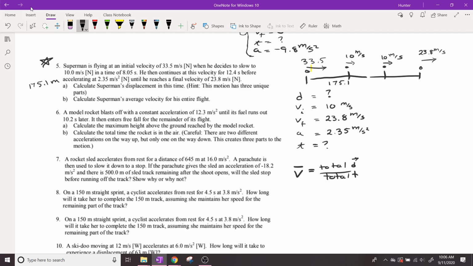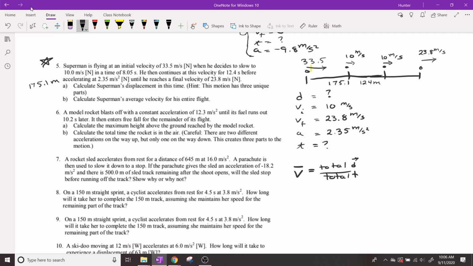Fortunately, this section is easy because there's no acceleration happening. We're starting at 10, we're ending at 10, so we can calculate that one pretty easily. If you're going 10 meters per second for a total time of 12.4 seconds, that's just velocity times time. So that's going to be 10 times 12.4. Isn't that 124 meters? Okay. Fortunately, that one was easy.